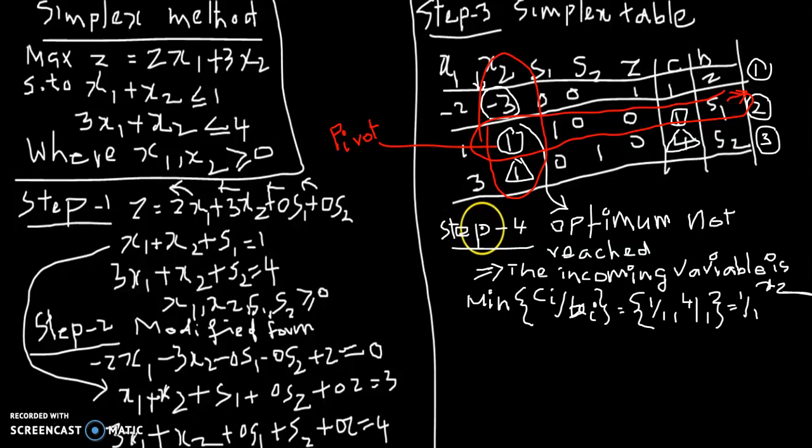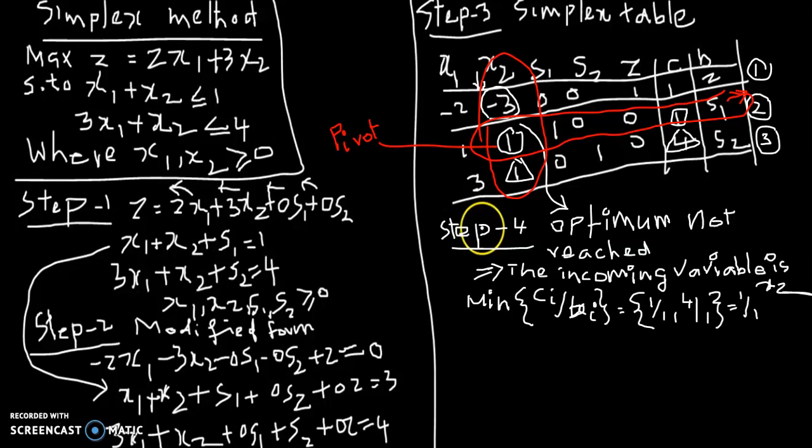This we have to make it 1. Suppose any other number comes here, like 5, 6, 7, we have to make it 1 here. Then afterwards we have to go further. So the pivot element is 1. Our job is very easy now.